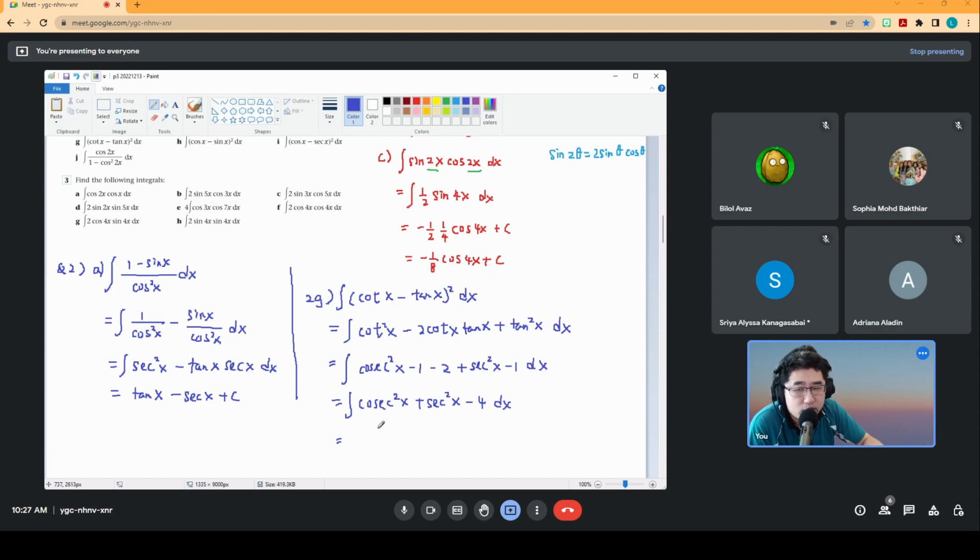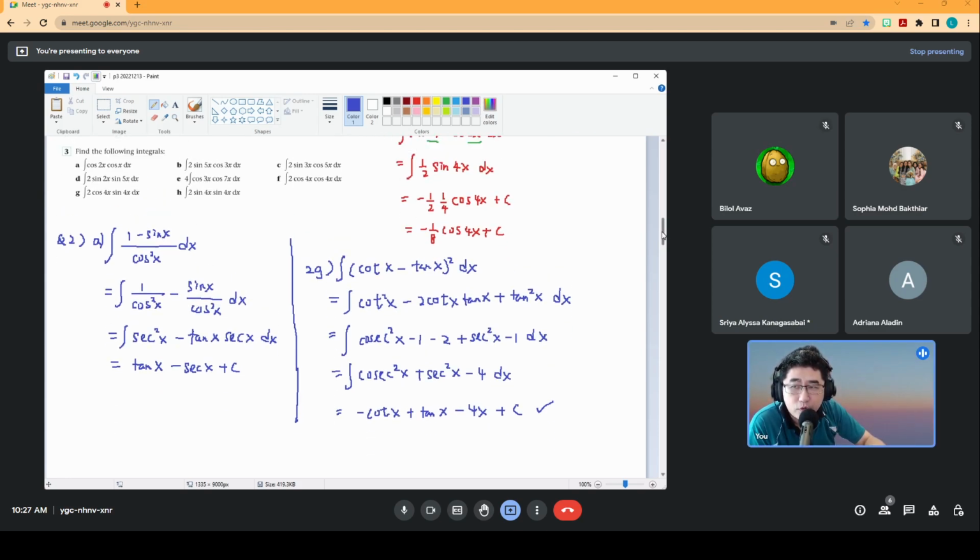And what do we see next? So secant square, now I can apply the formula. So it becomes a negative cosecant square. Cosecant square, apply the formula, becomes negative cotangent x. Secant square, apply the formula, becomes tangent x. Minus 4 now becomes minus 4x plus c. Done. Are you okay? Yes. Okay.